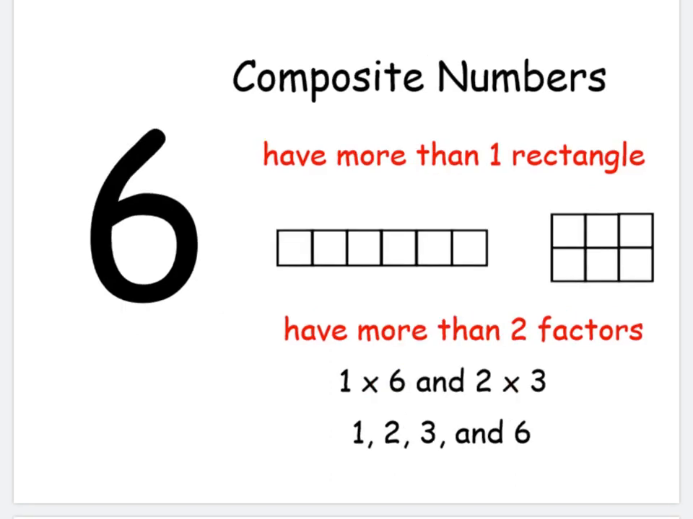The other type of number is a composite number. Composite numbers were the numbers on the chart that had more than one rectangle. So, for example, number 6 is a composite number because composite numbers have more than two factors. You can make two or more of those rectangles. So the first rectangle you see pictured is a 1 by 6, where the other one is a 2 by 3. So the factors of 6 are 1, 2, 3, and 6.